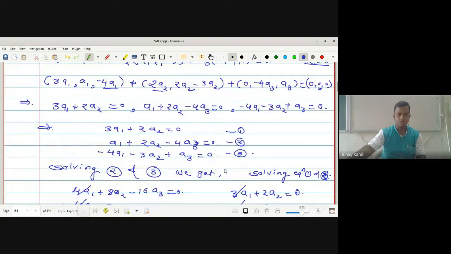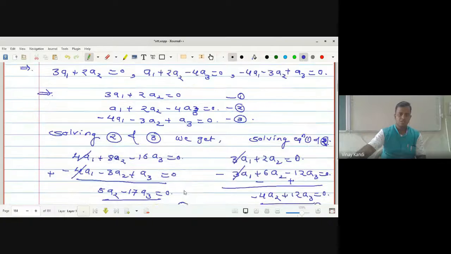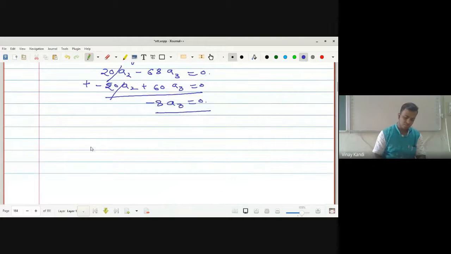If you solve these three equations 1, 2, 3, we get the values a1 is equal to minus 2, a2 is equal to 3, and a3 is equal to 1. Okay, how this equation is solved, I will tell tomorrow. So here a1 is equal to minus 2, a2 is equal to 3, and a3 is equal to 1.